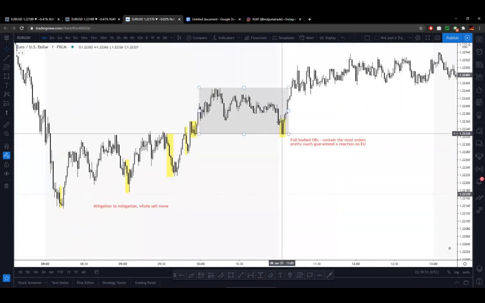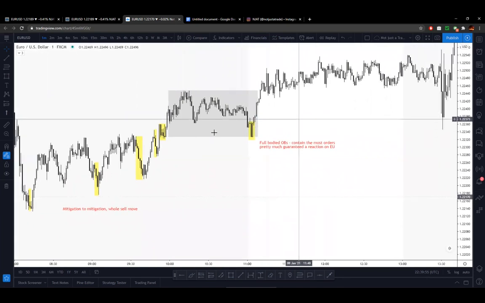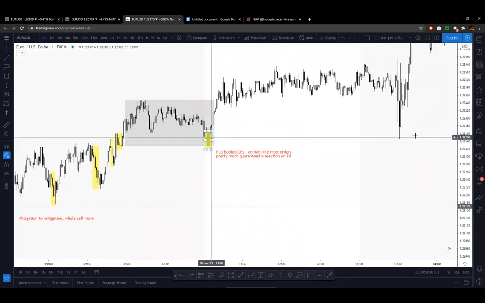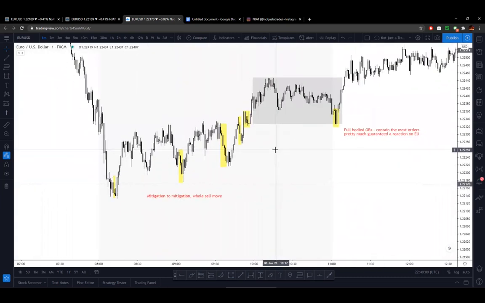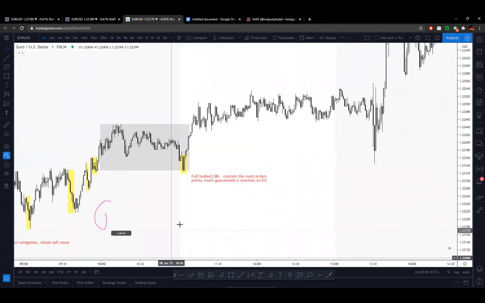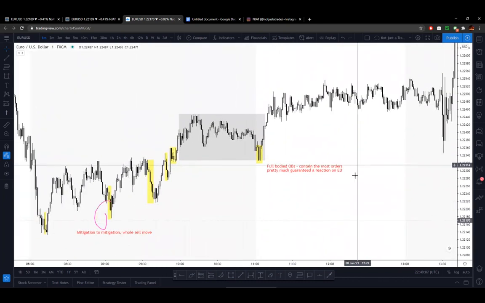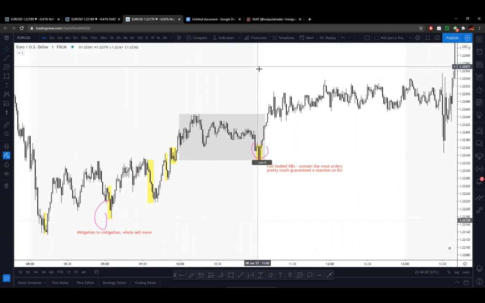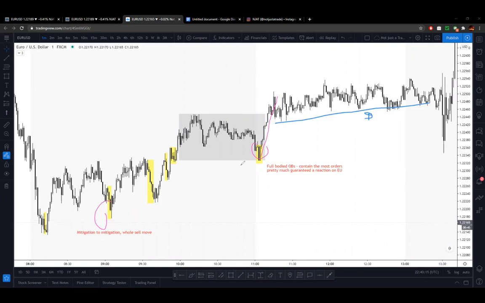So these are ones that I love playing. These are ones that I'll just literally leave an order on because I know that they're very likely to see a reaction. Pretty much always seen a reaction on a full-bodied OB. Especially taking in the full picture, right, of what's happening down here, what's been happening, and then what this full-bodied OB creates, right? It's not that we're just looking for this. We're talking about it from a full picture perspective.